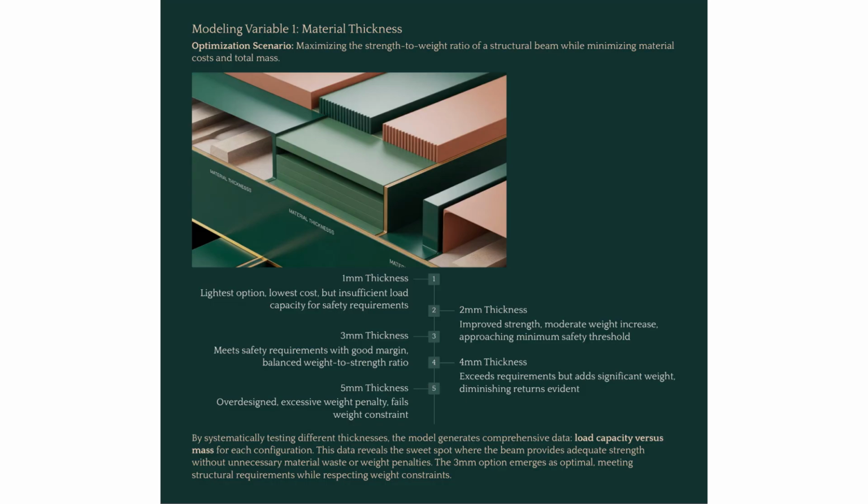Let's look at a specific example: material thickness. If you're designing a frame, you want it to be strong but light. Using a model, you can run a quick simulation where you test 10 different thicknesses. You instantly get 10 data points comparing strength and weight. You'll probably find that a 4mm thickness is much better than 1mm. But a 10mm thickness is too heavy and only slightly stronger.